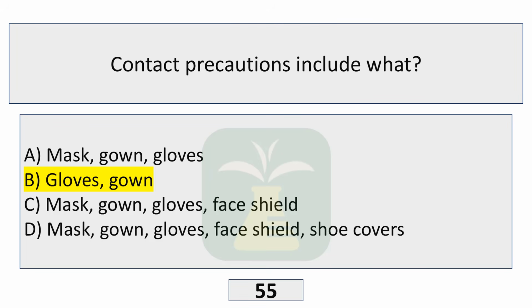Correct answer, B. Gloves, gown. Only gloves and a gown are mandatory for contact precautions. Contact means to touch. Coming into contact with a wound that is not wet is a good example. However, if the wound is wet, the CNA may want to consider adding a face shield to avoid getting any bodily fluids in the eyes.